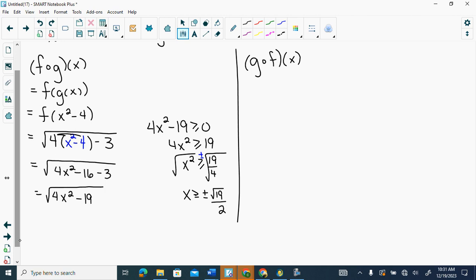Why are you able to do that? You can split square roots up. I told you about that in grade 10. You were taught that if one of them is a perfect square and one of them is not, you can split the square root up.